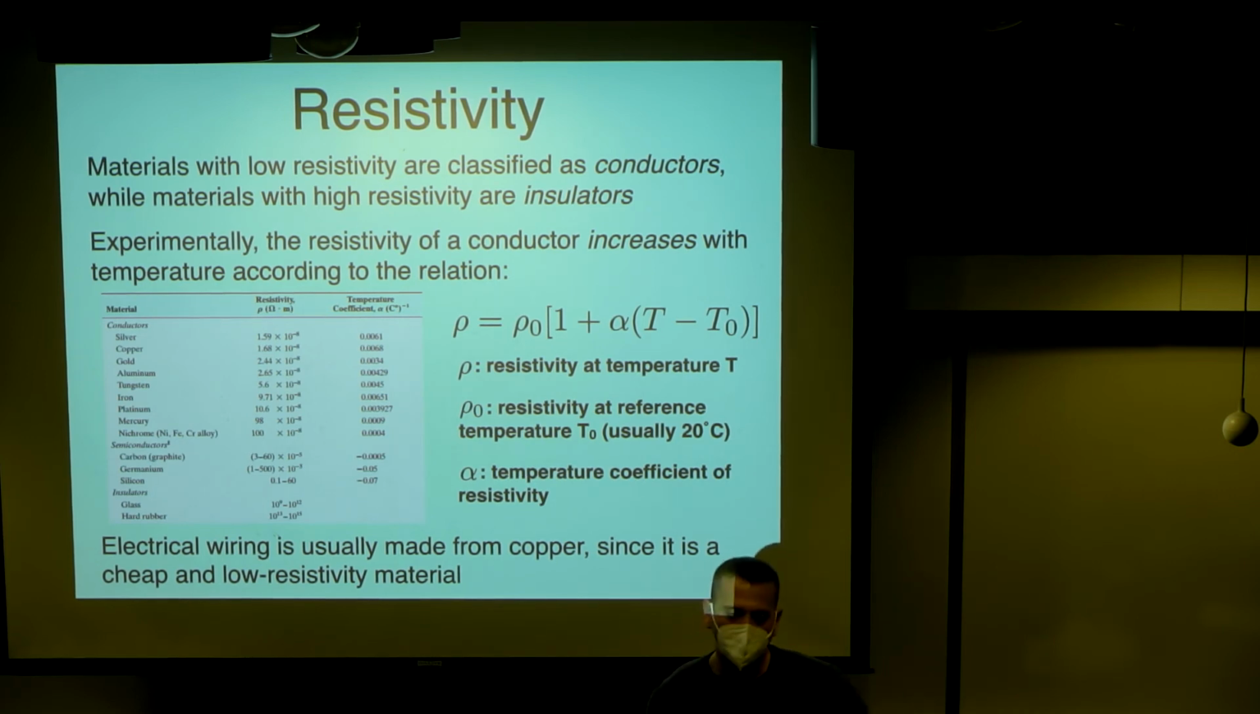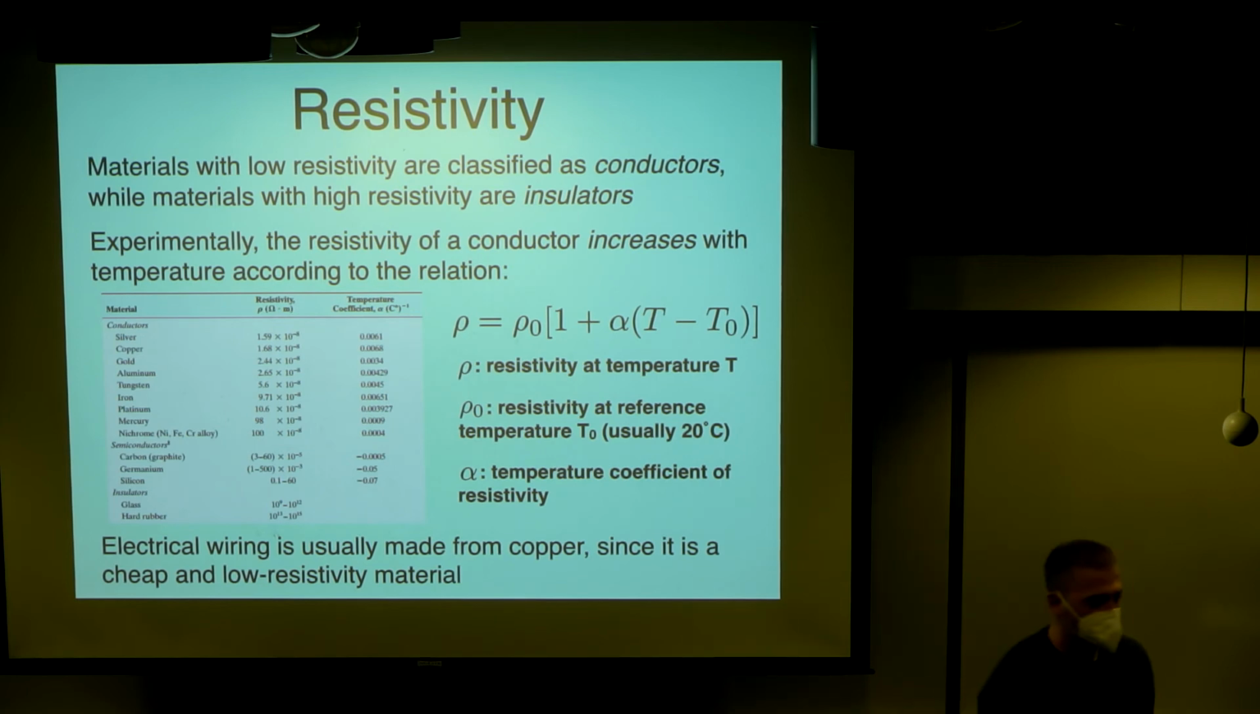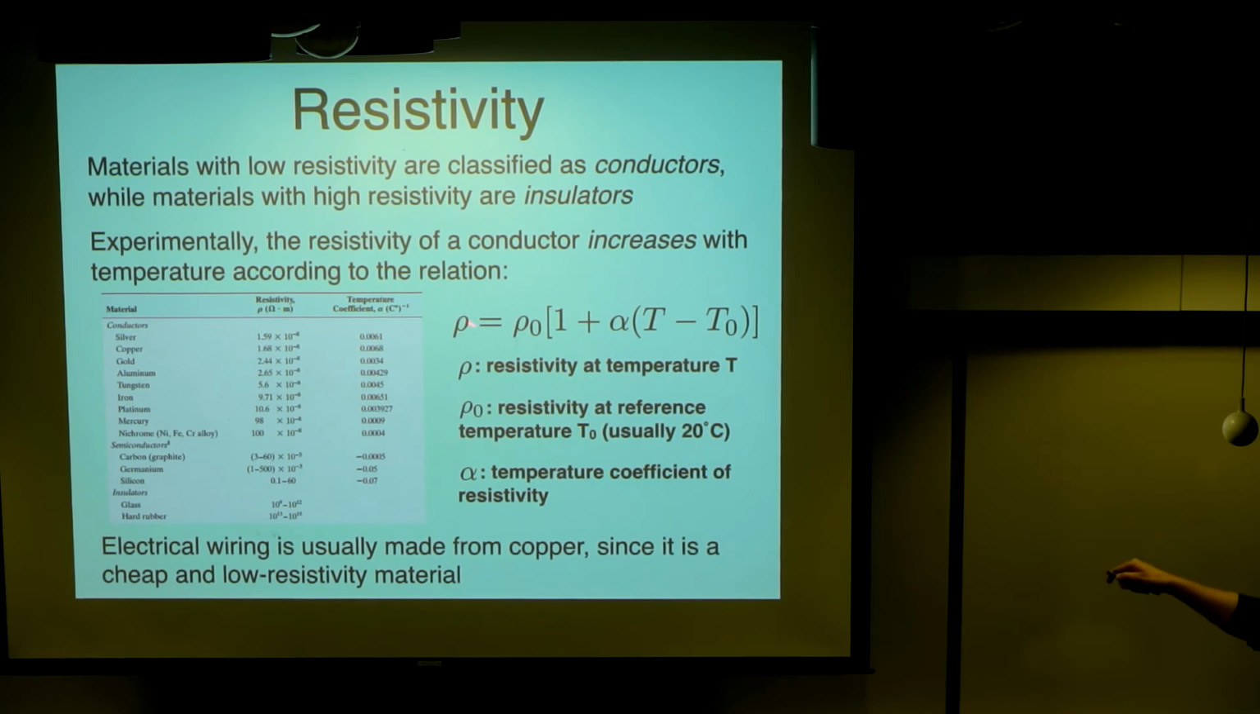So we're going to see the reason for this in the next lecture when we talk about the microscopic view of electric current. But for now, let's just take this to be an experimental result that we can use, okay? This equation describes how resistivity depends on temperature. So it's a pretty straightforward relationship. The idea is we're trying to calculate the resistivity by plugging in the temperature.